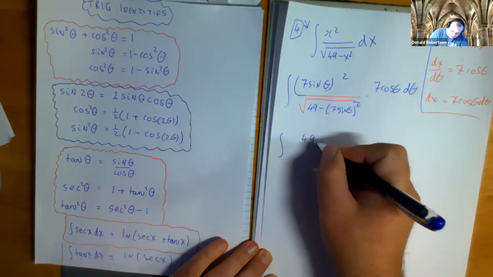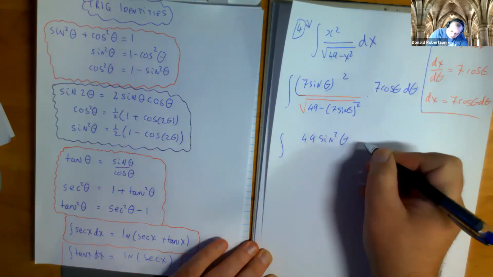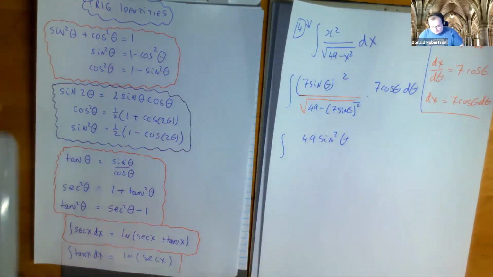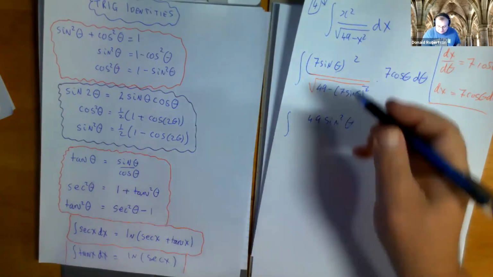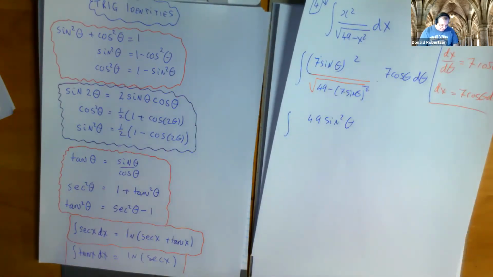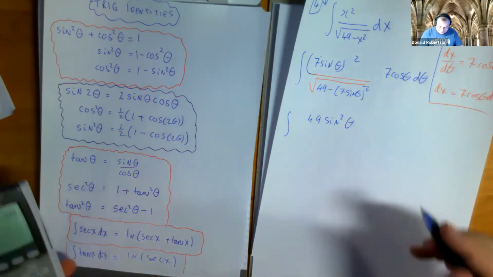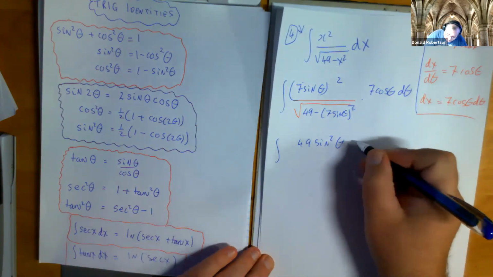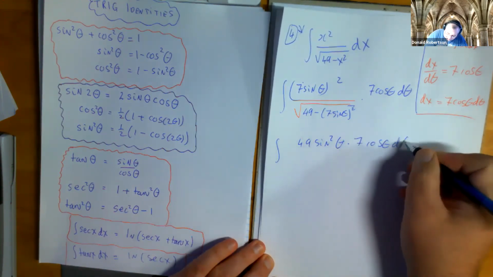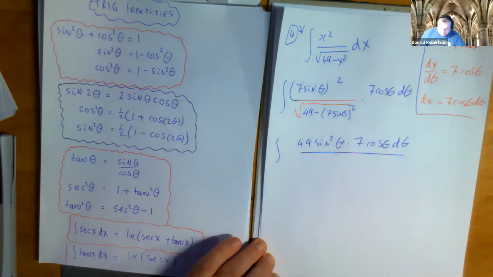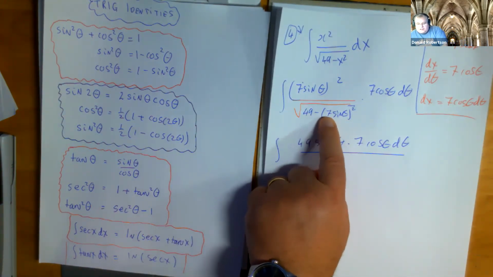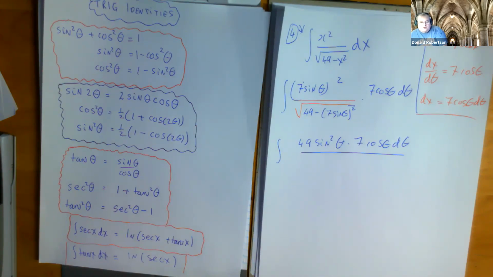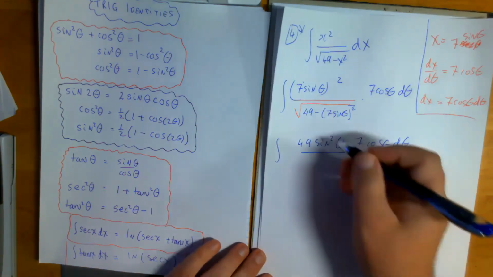That guy gets me 49 sine squared theta. Let's do it even quicker than that. Wouldn't that get me 7 squared, and that'll get me another 7, so that's that 7 cubed guy again. Let's try this guy in the bottom in one go. 49 take away 49 sine squareds. Who could that be? 49 take away 49 sine squareds. Cosine squared, and 49 of them.